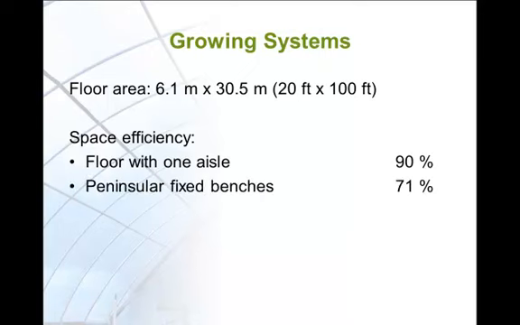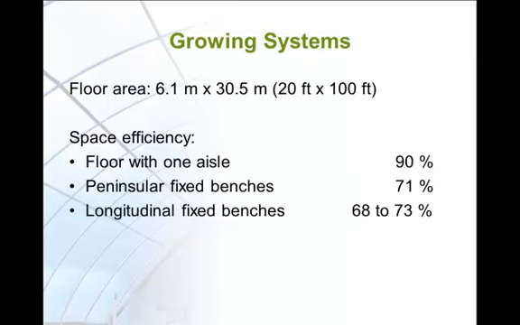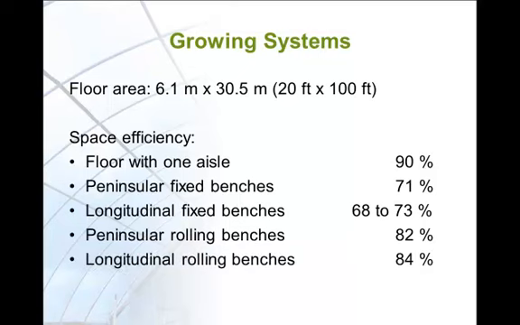Peninsular fixed benches is 71%. Longitudinal fixed benches is 68 to 73%. Peninsular rolling benches is 82%. Longitudinal rolling benches is 84%. And movable tables is 84%.